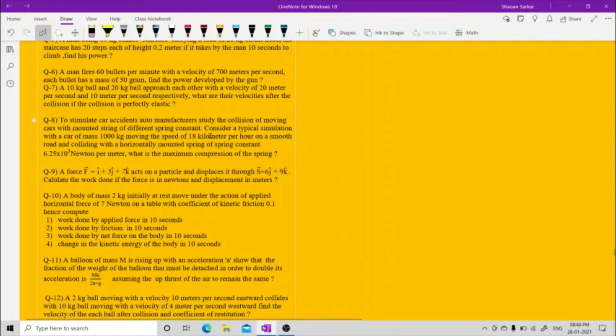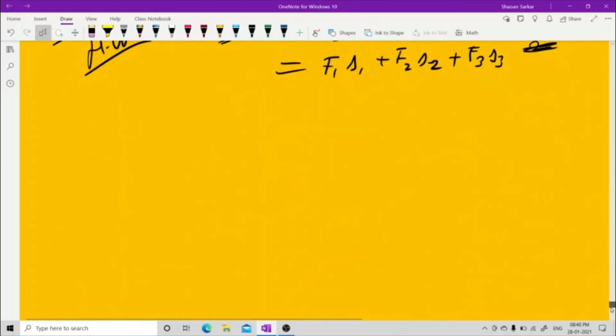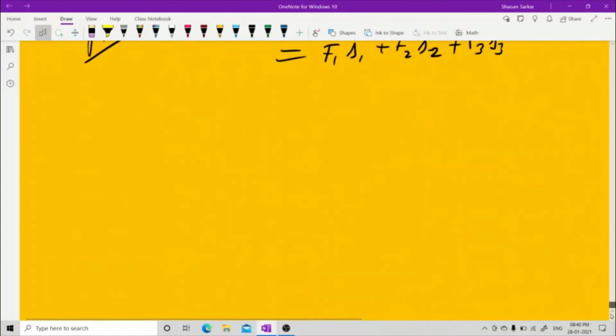See, everything must be in meters. First, kilometer per hour must be converted into meter per second. That is very important. See how to do this. The rest you will do yourself. This is question number 8.